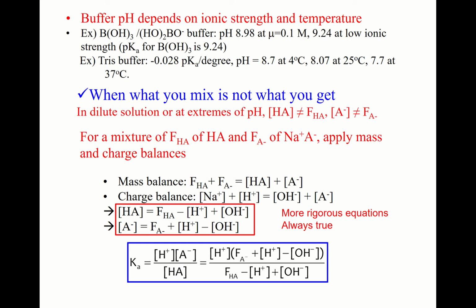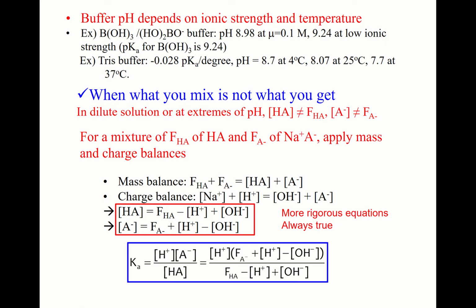We are almost at the end of chapter 8. Okay, now let's consider, when what you mix is not what you get. Until now we assumed that the equilibrium concentrations of HA and the anion A minus equal their formal concentrations. Okay, that's true.